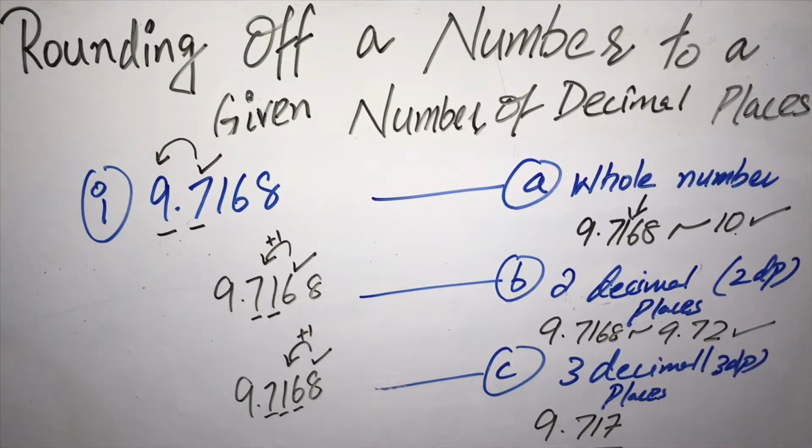Similarly here, the final answer has 3 decimal places because we have checked the fourth decimal place. If it is 5 or more than 5, it will give 1 to the previous, and if it is less than 5, we shall just drop it and take the remaining number as the answer.